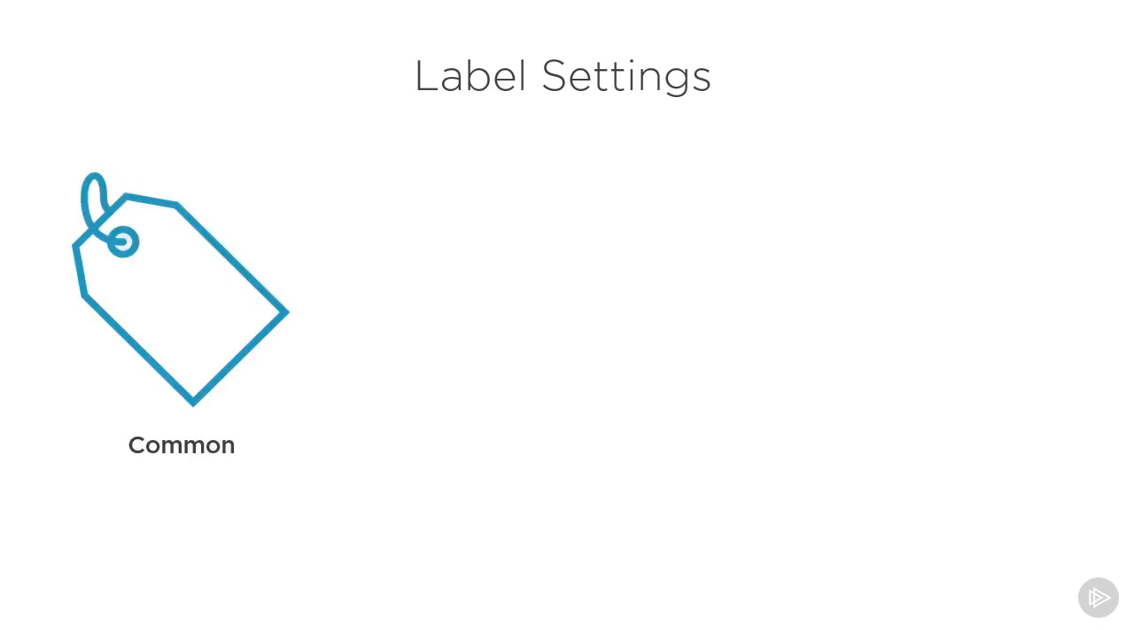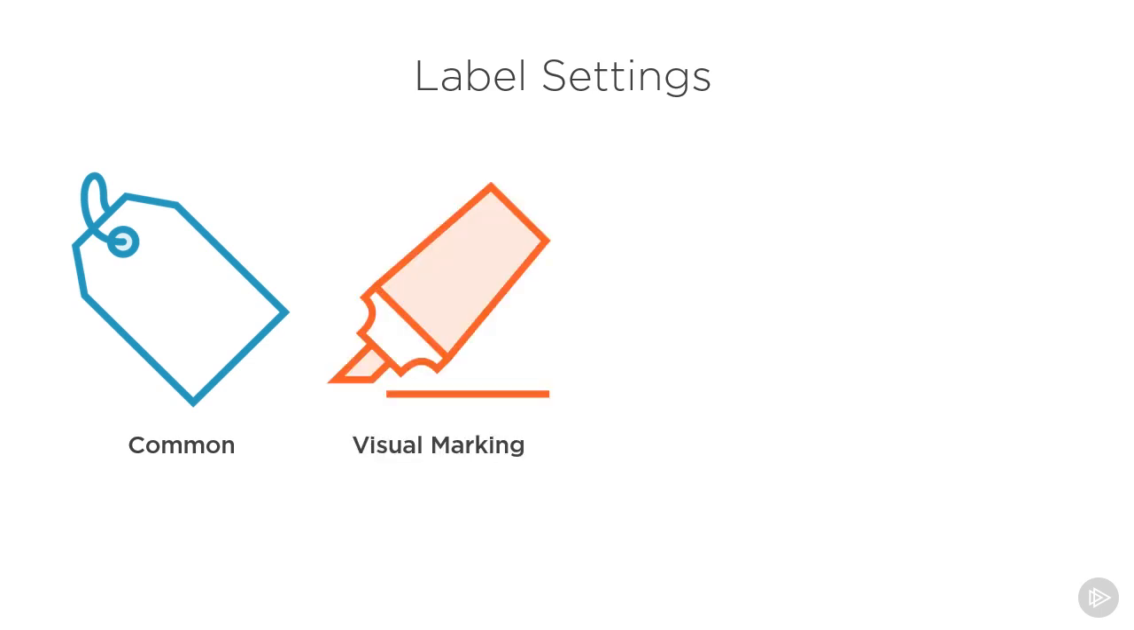So now that we kind of have a framework for understanding what labels are, let's talk a little bit about label settings. The first group of settings is really the common settings that you'd expect for anything, which is giving that label a name and a description. And then we get into visual marking. So this is the way that you can visually show that a label has been applied to a document.